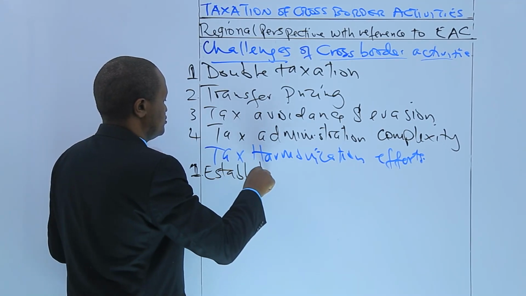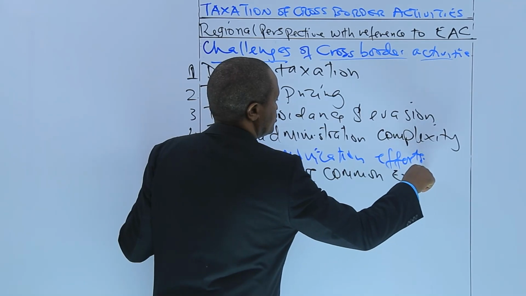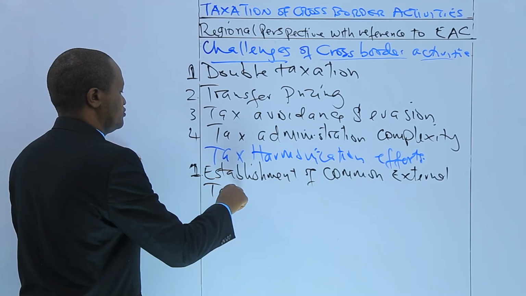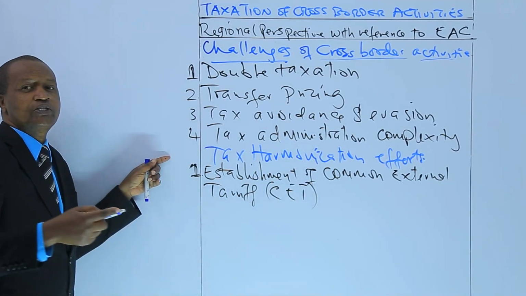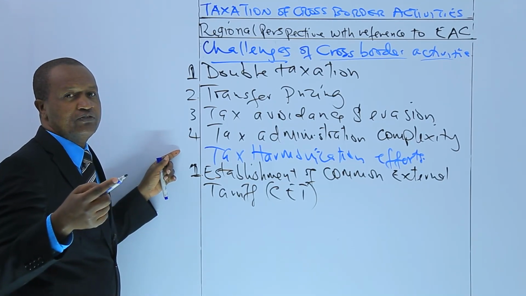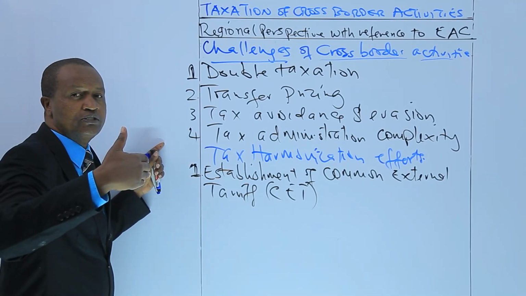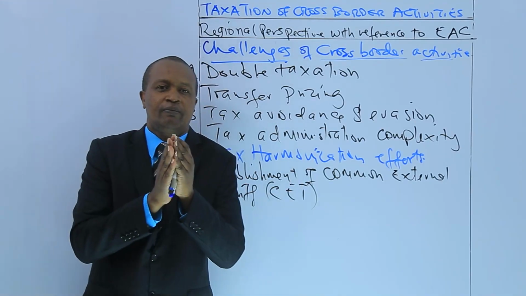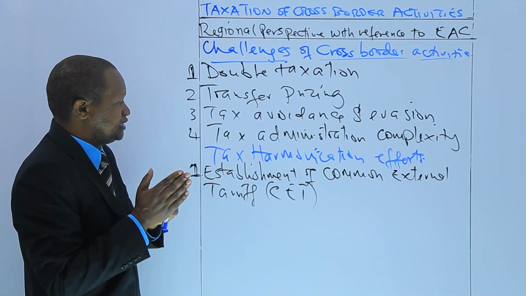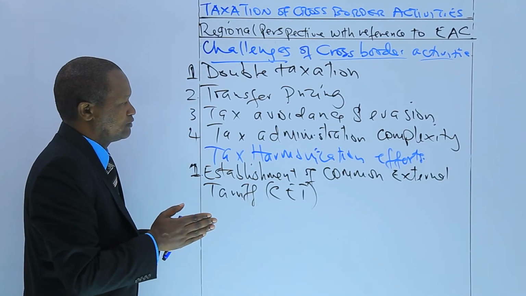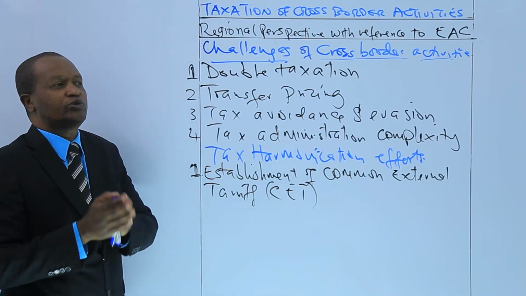establishment of common external tariff. The common external tariff applies a uniform set of tariffs on goods imported into the East African community, and that eliminates tariff barriers and promotes fair competition within the bloc or within the region. So that is one of the efforts. Establishment of common external tariff.